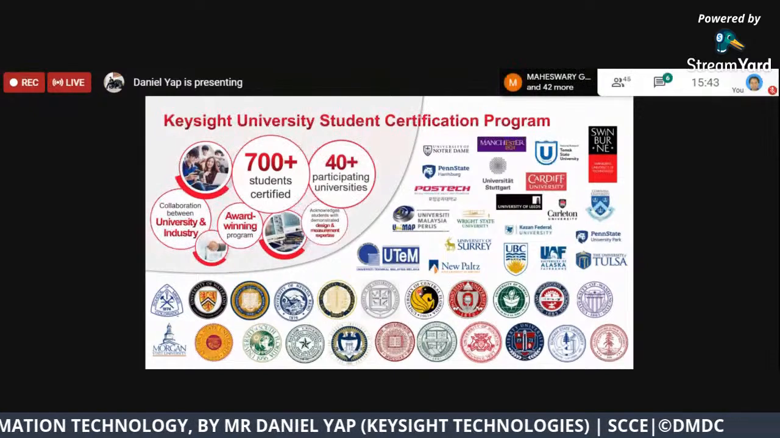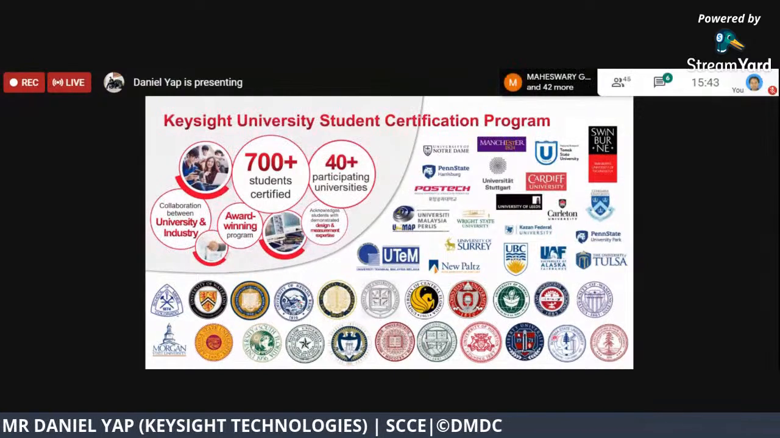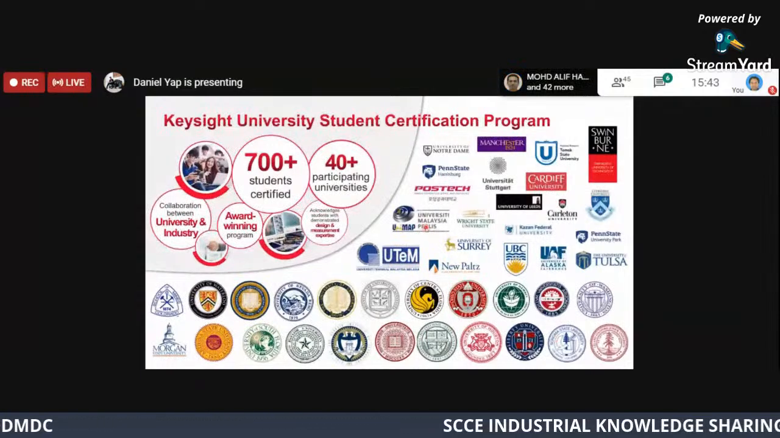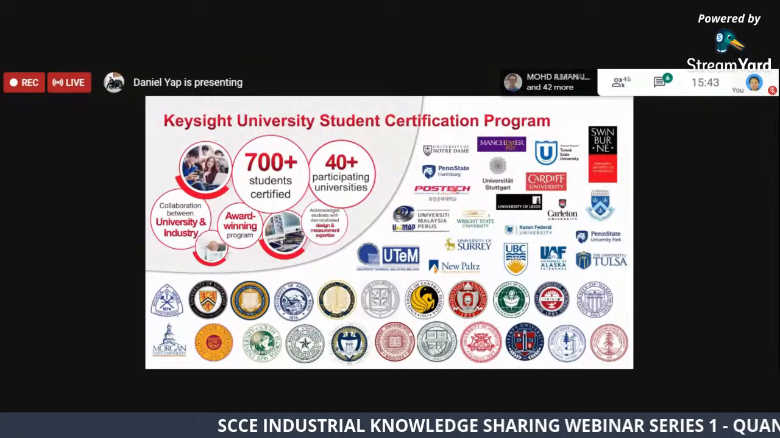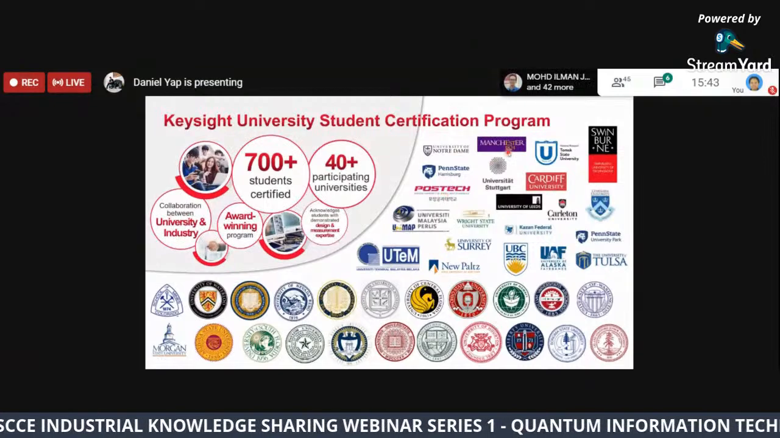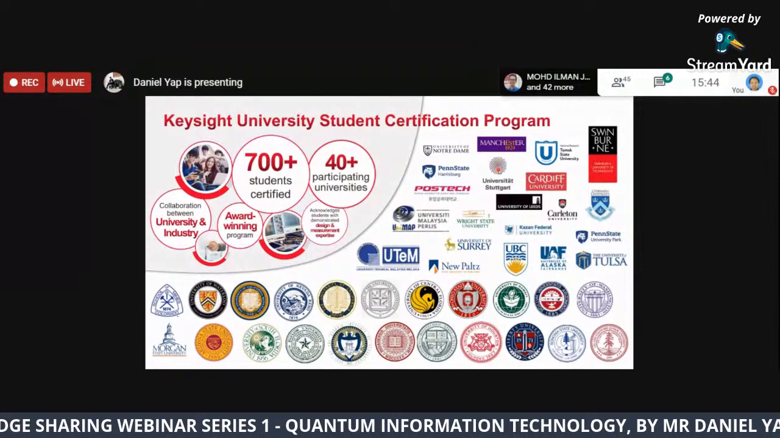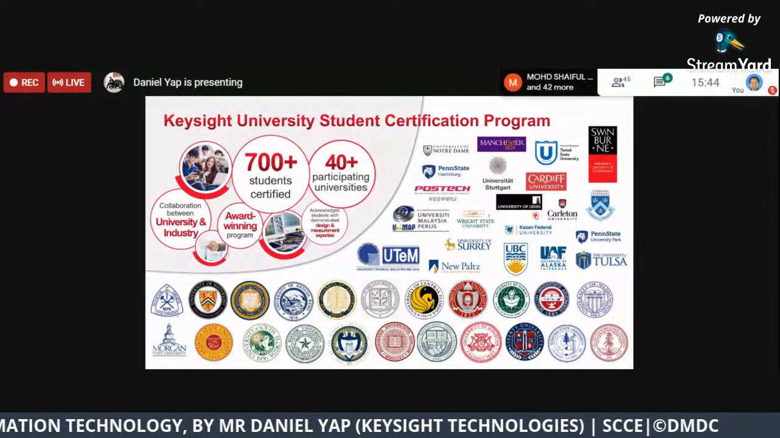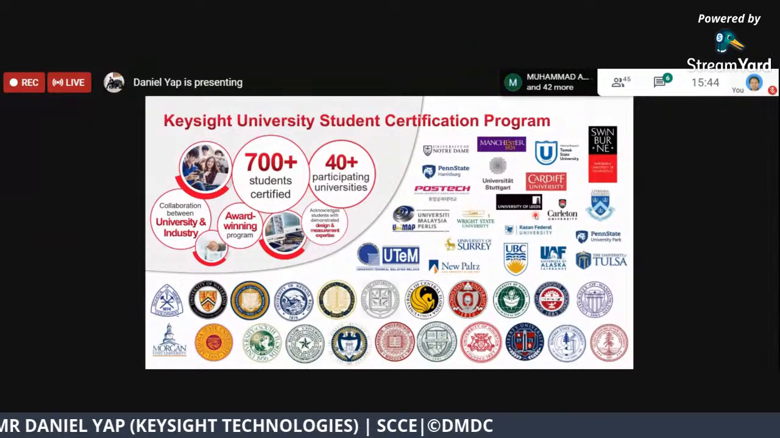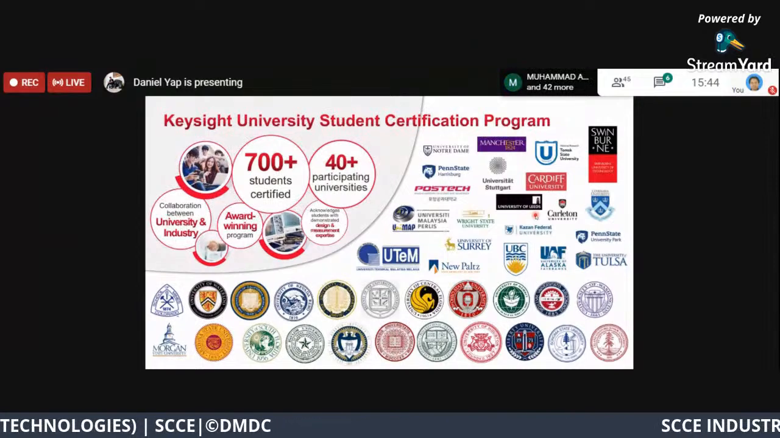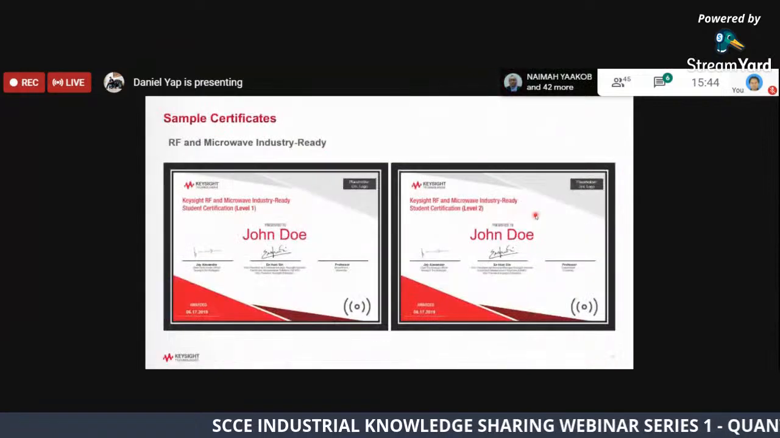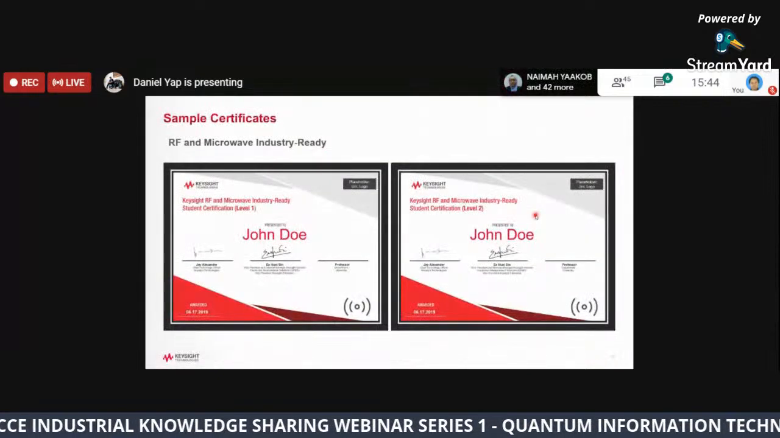So a lot of them are from the US, and they are from Malaysia, okay? Yeah, UniMAP is one of them. There's also Postech from Korea, some from the UK, like Manchester, some from Germany, Stuttgart, some from Russia as well. So it is an international program and it's very useful. Okay. Award-winning program.